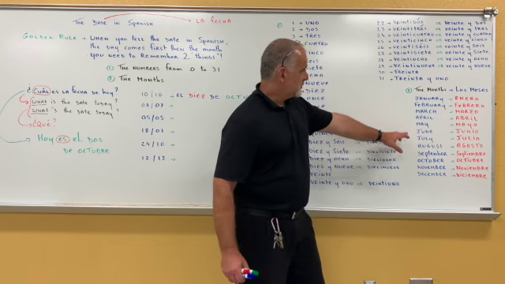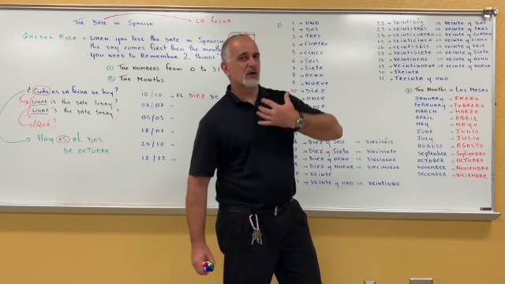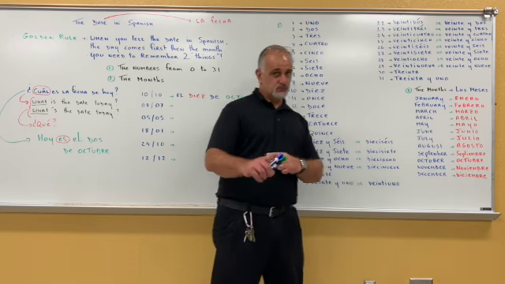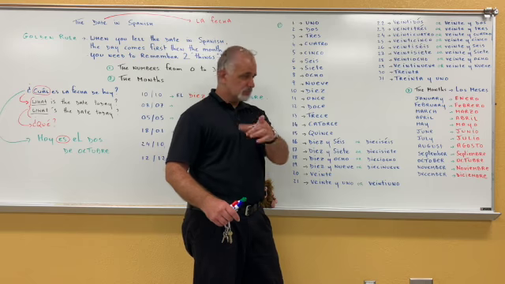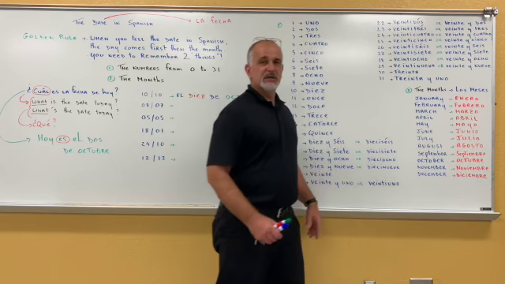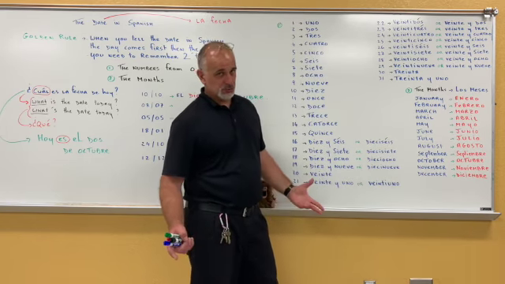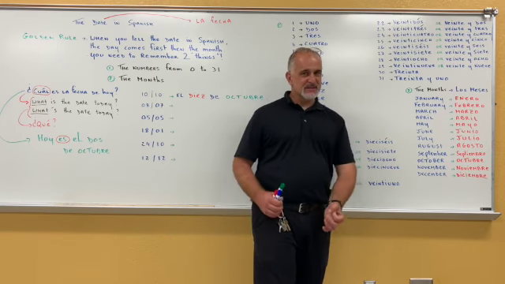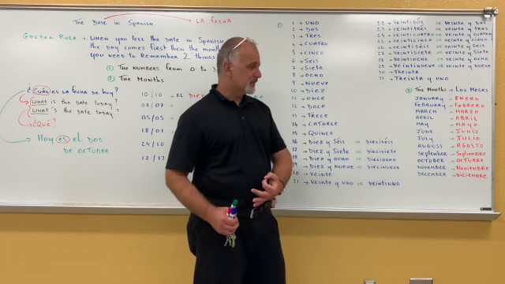All right, June is gonna be junio. Remember that sound, all right? July is gonna be julio. One more time, julio, good. And August is gonna be agosto, agosto, all right? September is gonna be almost the same in English, really. Septiembre, septiembre.